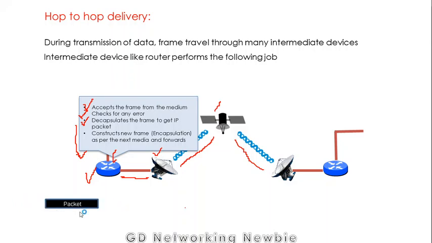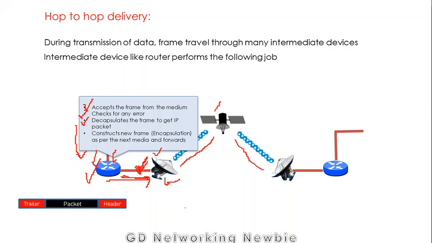And then the router looks at the next hop where it has to forward. The router has received that data from this part, and now it has to forward that frame to the next hop, which is maybe this dish antenna. Then the router constructs a new frame as per the requirement of this medium. Creating a new frame is called encapsulation. It means the router will add a header and trailer again as per the next media and forward that to the next destination, the next hop.